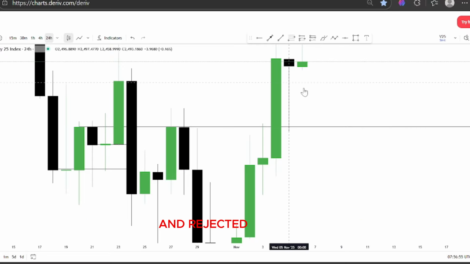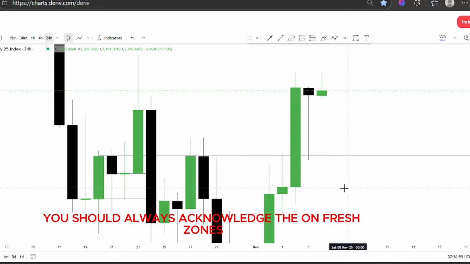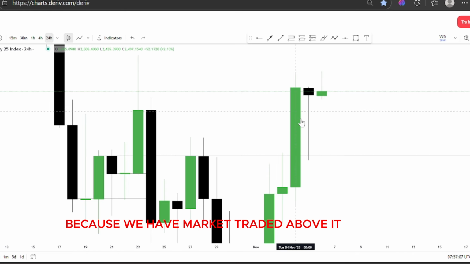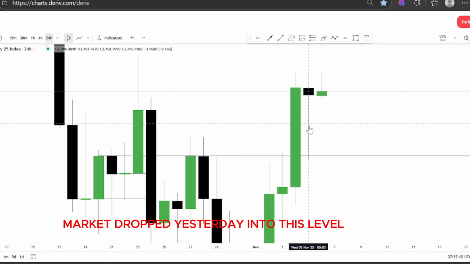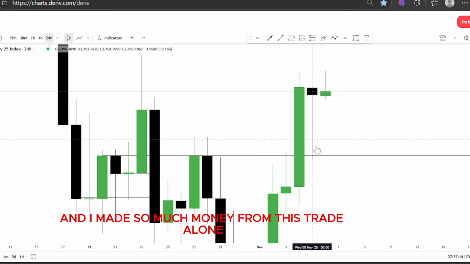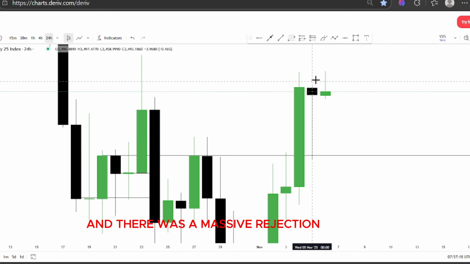Now, I told you earlier that I'll give you a reason why you should always acknowledge the unfresh zones. This zone is unfresh because the market traded above it. This zone is unfresh because the market traded above it. But what happened? The market dropped yesterday into this level and there was a reversal. And I made so much money from this trade alone. You can see the accuracy: it just dropped into this point and there was a massive rejection.